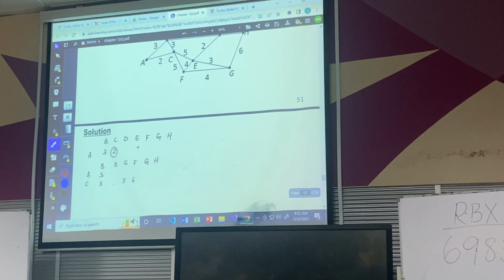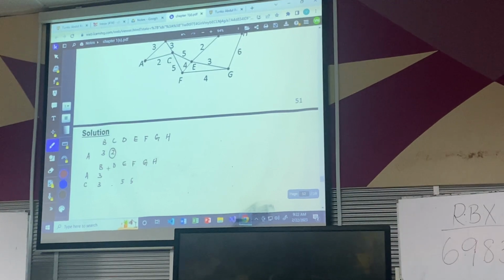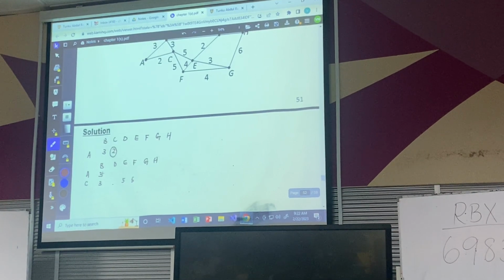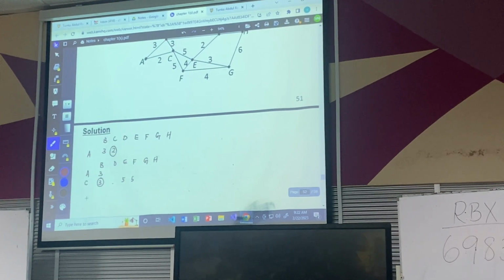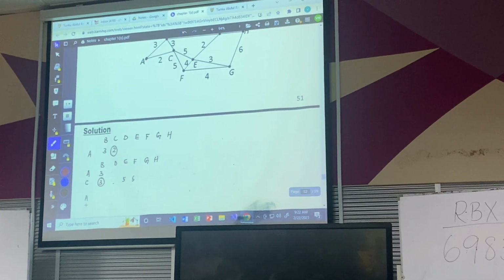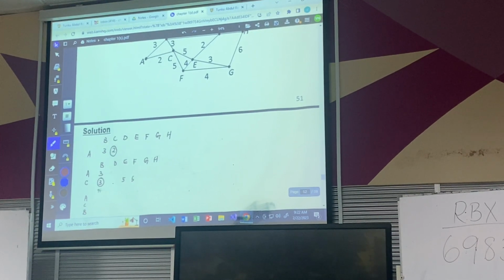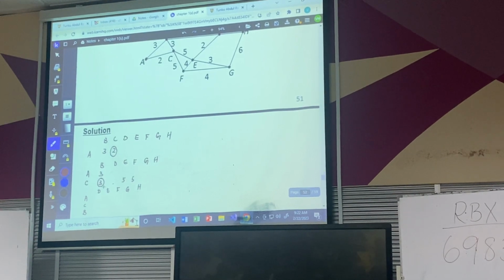Which one do you want to choose? A, B or C, B? You want to choose C, B. Okay. Then A, C, B. Okay. So here left D, E, F, G, H. So A to no more. Our C to E, F. E, F.